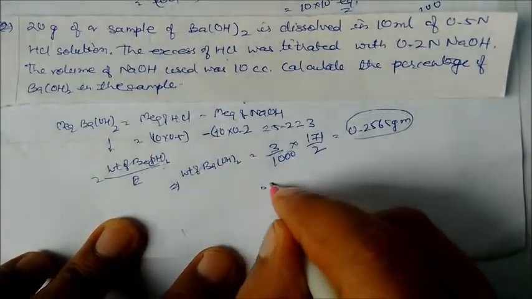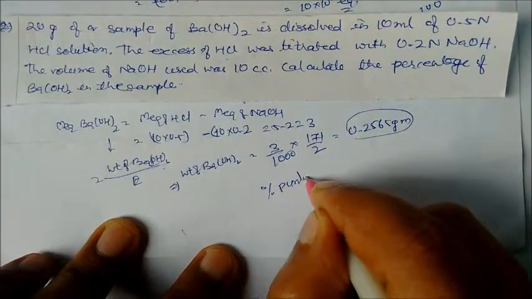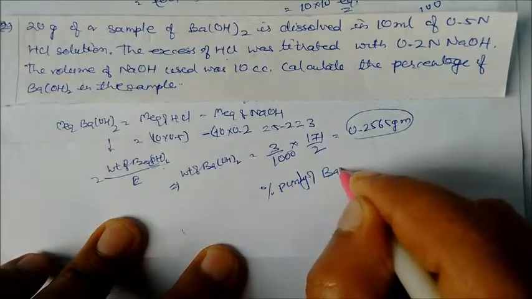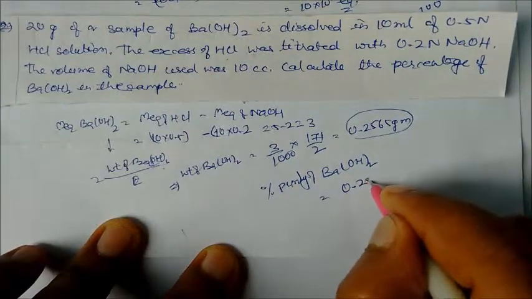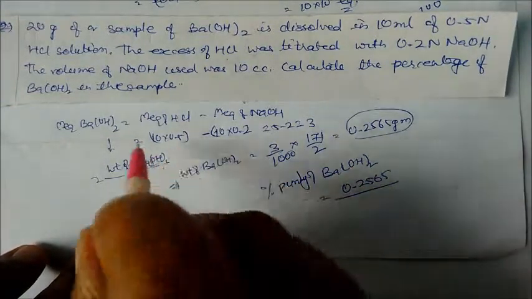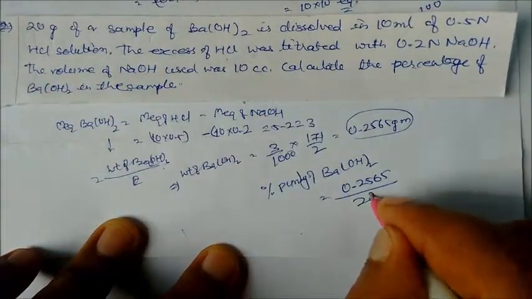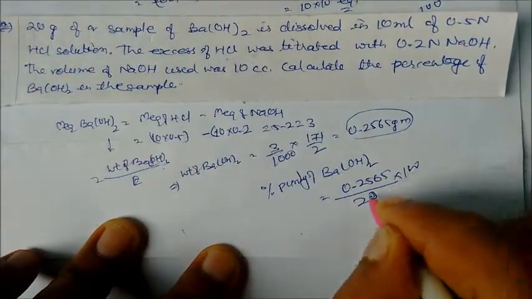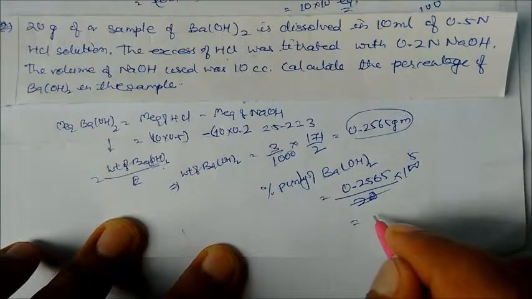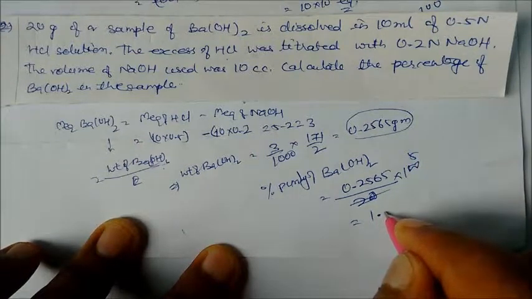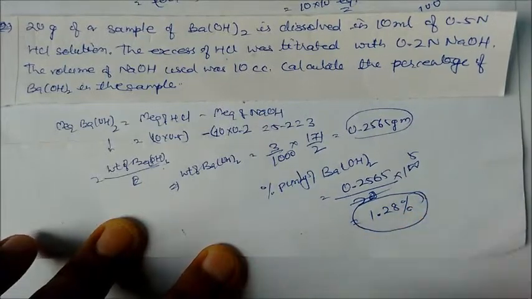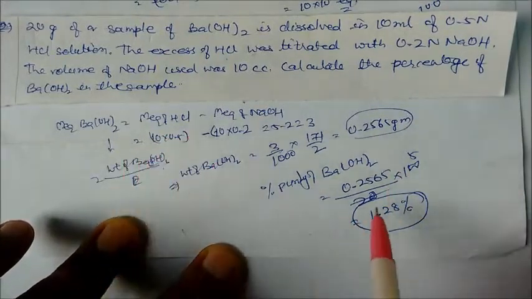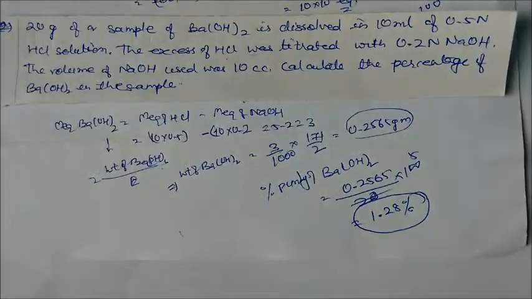So again we can write the percentage purity of barium hydroxide. This will be 0.2565 divided by 20 gram of the sample, into 100. If you multiply it, it will come to 1.28%. So this is the percentage of barium hydroxide in the sample.